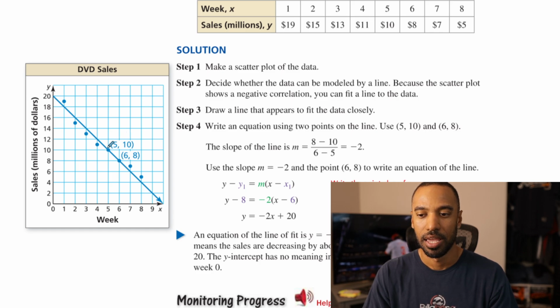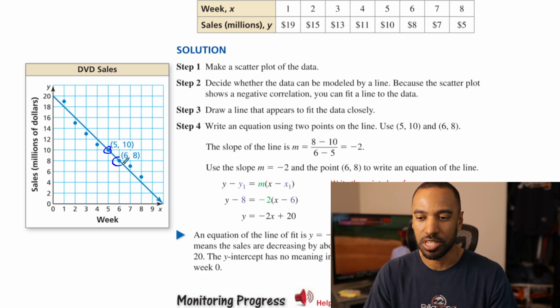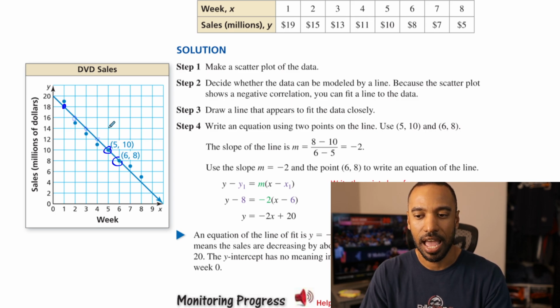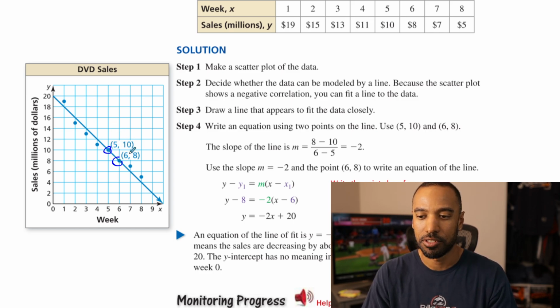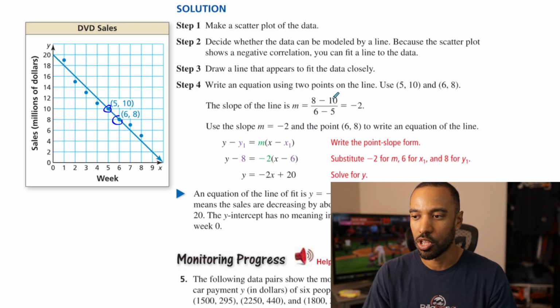So what did they do? They picked 2 points that actually appeared to be on the line. Now, it seems that all of these points right here, they could have chosen any of these ones as well because they're pretty good integer values, and any of those would really give them the same line, right? It's part of the same line. But they chose 5, 10, and 6, 8 for x1, y1, x2, y2. And then they come up with the slope.